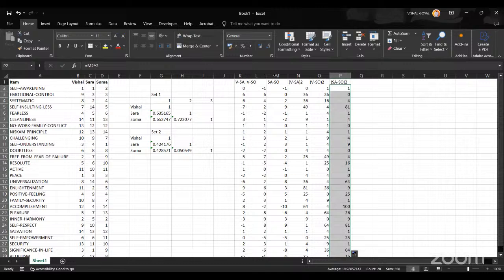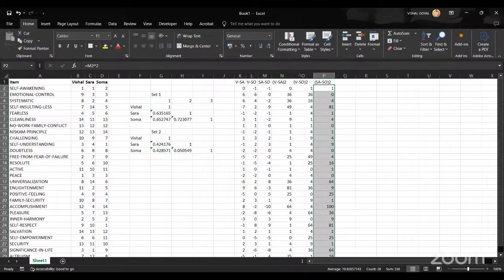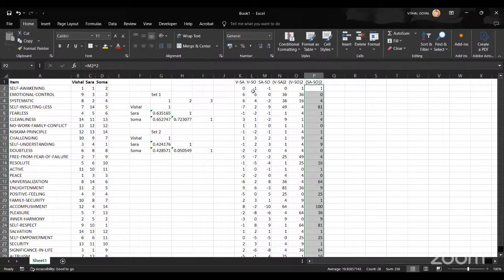Now you make different colors for set A and set B, so that you can find out which will be set 1 and set B.